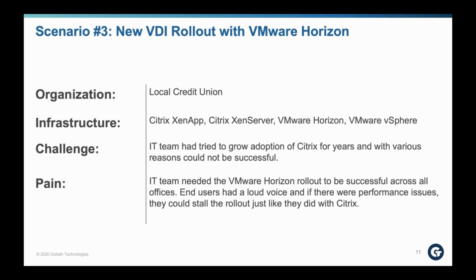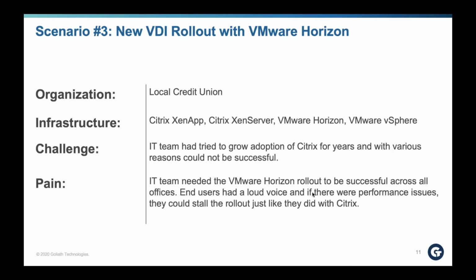The reason they were replacing Citrix is because for years they were having issues with performance, and they felt like the only way that they could change the user's perspective of their IT department and of the environment was to roll out something brand new, or to make some changes. So they decided that they were going to go with VMware Horizon.